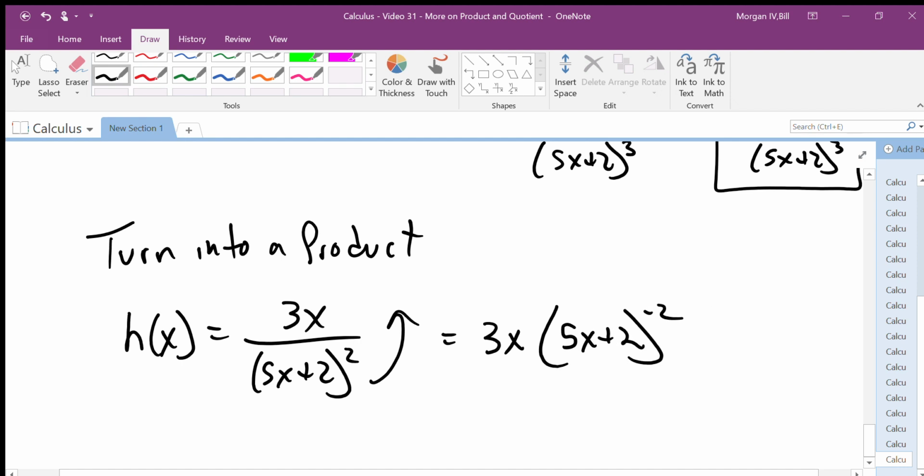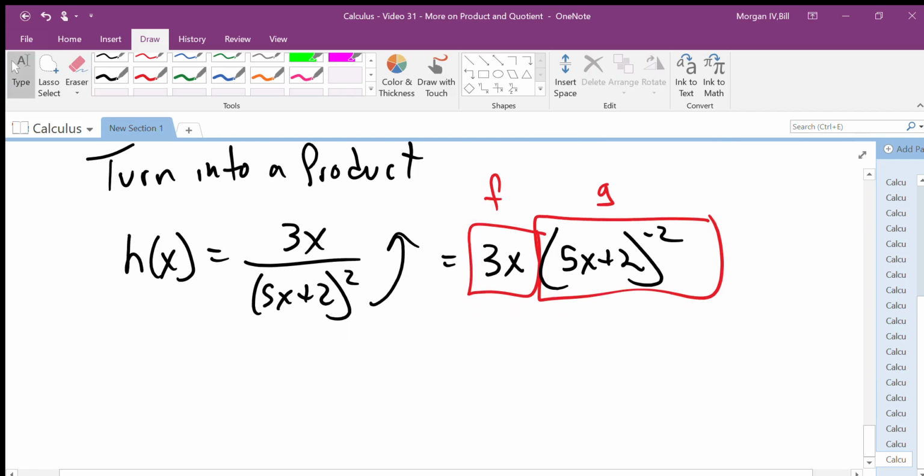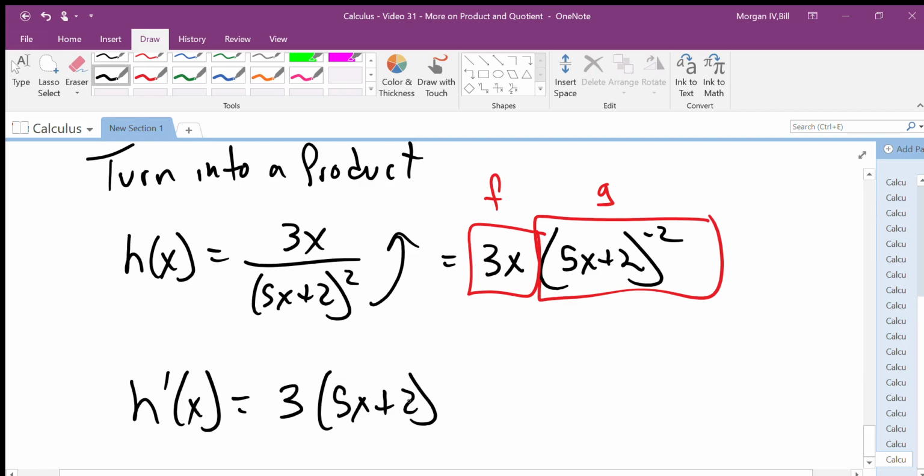This is what people do all the time. They're like, okay, now I just have a product. I have a function f, 3x, and a g, 5x plus 2 to the negative 2. Now, instead of doing the quotient rule, I could just do the product rule. h prime of x: the derivative of the first is 3, and we will leave the second, 5x plus 2 to the negative 2.